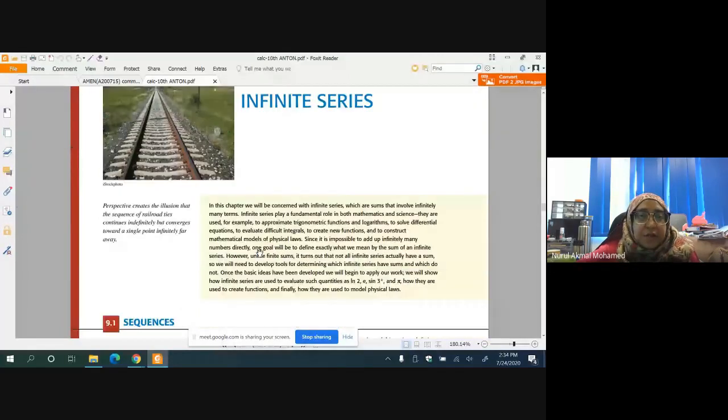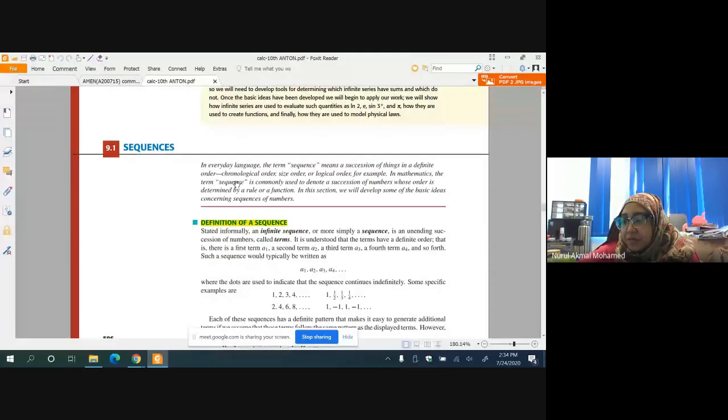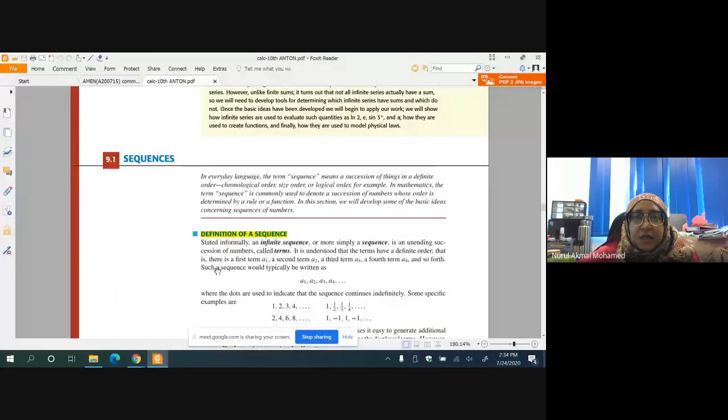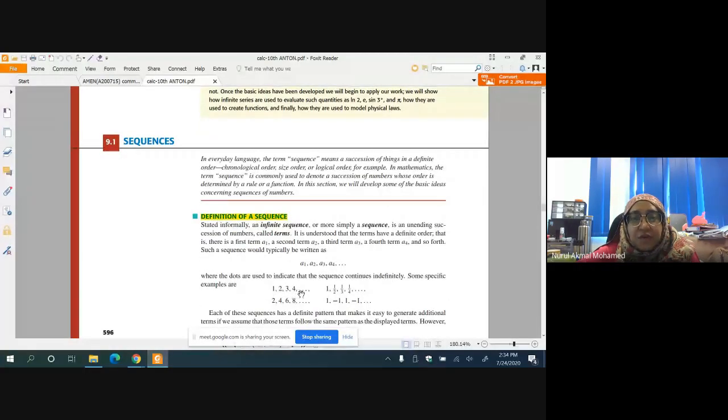Firstly we have to learn what a sequence is, before we go to the series. The definition: an infinite sequence, or simply a sequence, is an unending succession of numbers, and the numbers are called terms, like a1, a2, a3, a4, and so on. It's like 1, 2, 3, 4, 5, and so on. It is the sequence of positive integers.